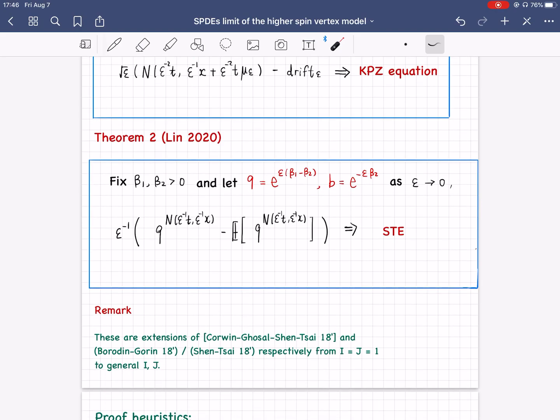As a remark, our results are an extension of the case of the stochastic heat equation, which corresponds to I equal to j equal to 1. In which case, these results have been obtained by the reference here.